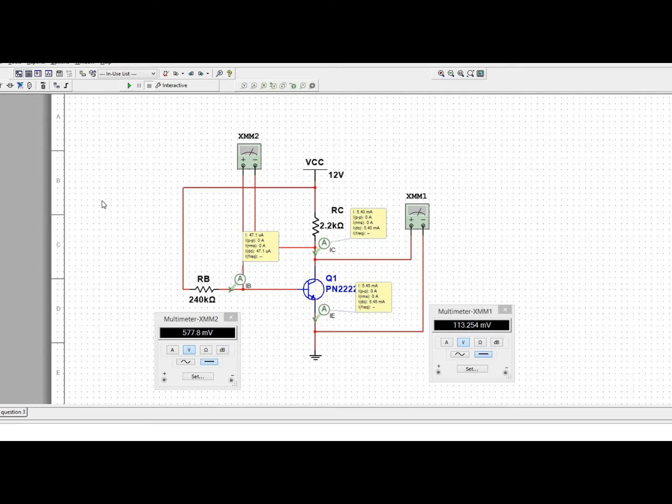Alright, moving to question 2. This is the circuit for question 2. As you can see here, the IB is 47.1 microampere, IC is 5.40 milliampere, IE is 5.45 milliampere. Multimeter 1 is to find the VCE, which is 113.254 millivolt. Multimeter 2 is to find the VCB, which is 577.8 millivolt.